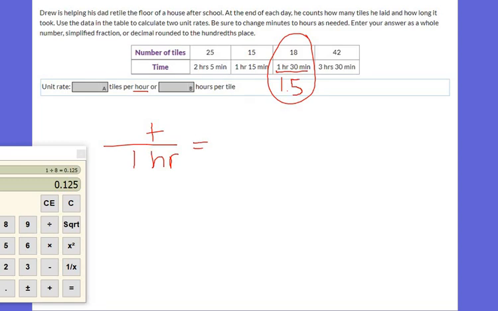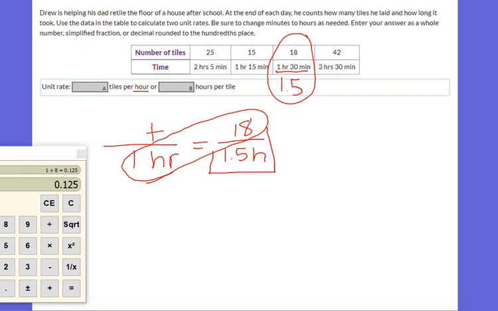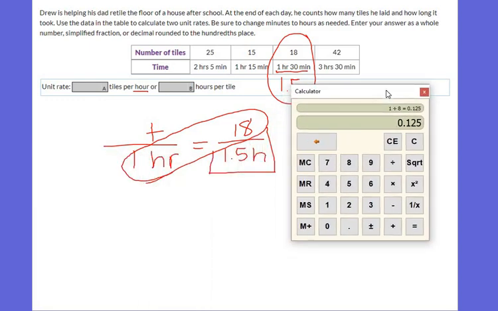So this one says the time is 1.5 hours, and they laid 18 tiles. So again, I have a fraction. I'm going to circle my 2 numbers that are across from each other. Those will be multiplied. I square the other one. That will be divided. And when I do that, 1 times 18 is 18. Divide it by 1.5. 18 divided by 1.5 equals 12. So he can do 12 tiles per 1 hour.